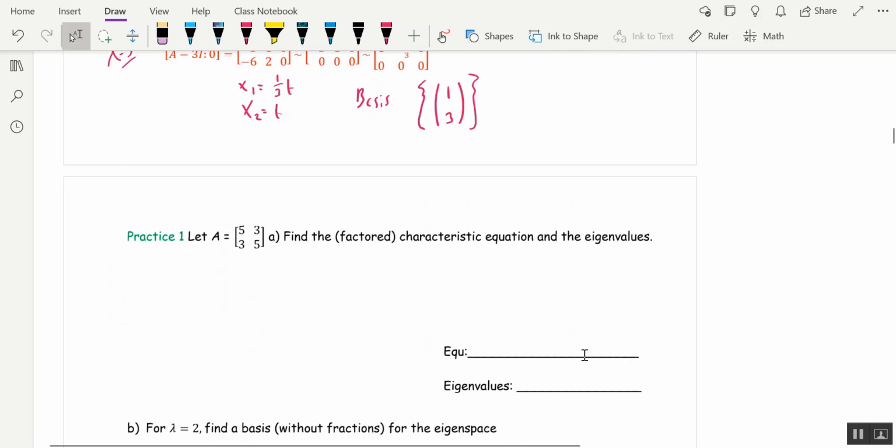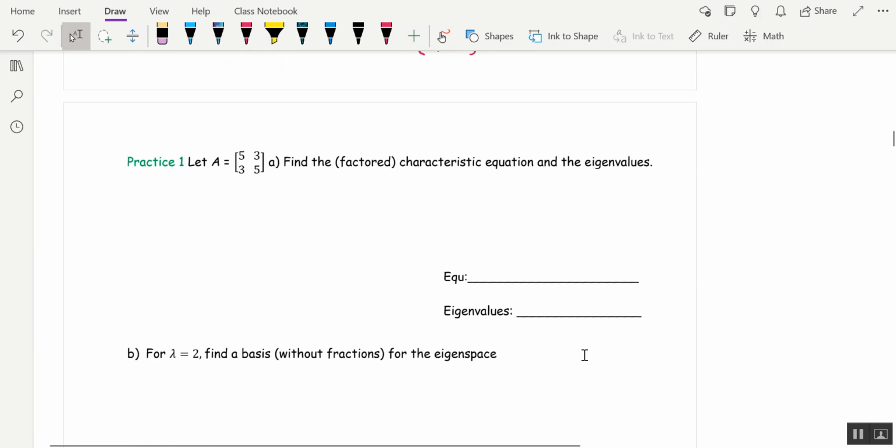Okay. Here's one for you to try. And I did not put the solution at the end, so pause the video, do it, try and do perfect notation, pretend this is a test, and then come back and see what I do.